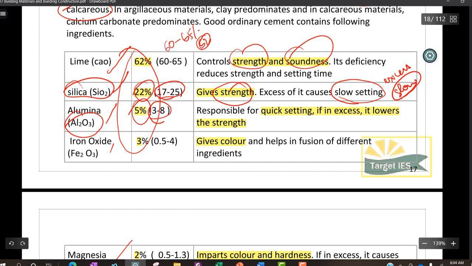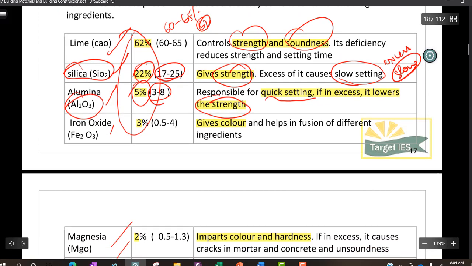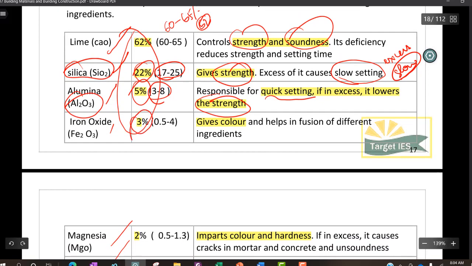Alumina means Al2O3. Whenever you see alumina, what does it give? It gives quick setting. If it is in excess क्या हो जाएगा? Strength आपका कम जाएगा. Alumina gives you plasticity as well as it is responsible for quick setting. Always remember this. Now coming to iron oxide, around 0.5 to 4% तक रहेगा. In general it is 3%. It gives color. Okay, iron oxide का क्या है? It gives color and it also helps in fusion of different ingredients. I hope it is very clear.